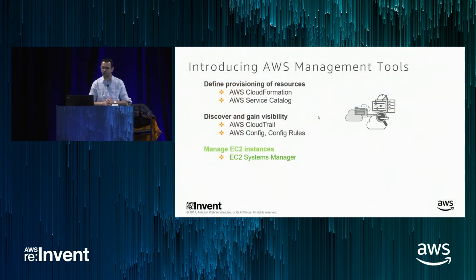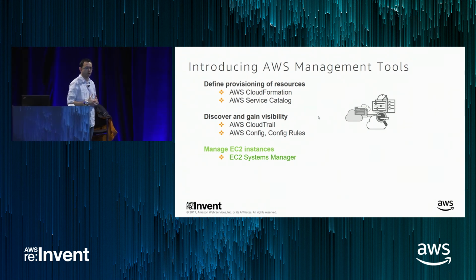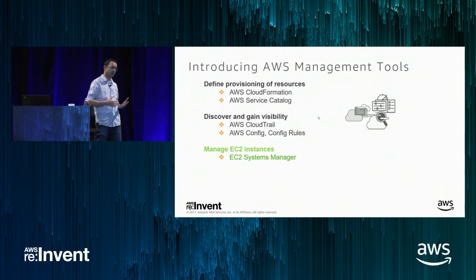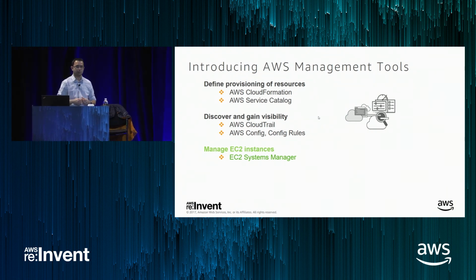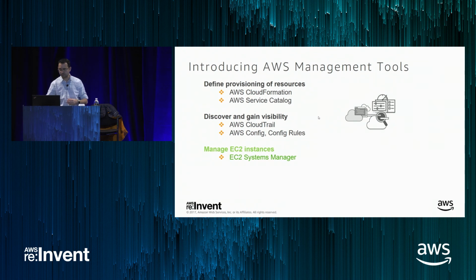So a quick recap of what we've done so far. We've looked at how we can implement governance during the provisioning phase using CloudFormation and Service Catalog. And we've looked at how you can use AWS Config and CloudTrail to improve visibility into your environment. Now let's look at some tools that can help you manage and govern your EC2 instances.